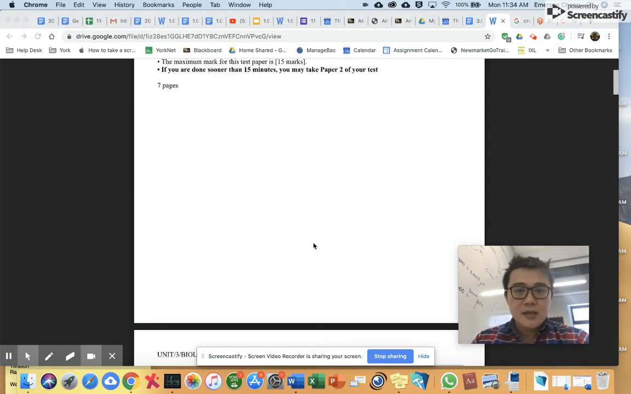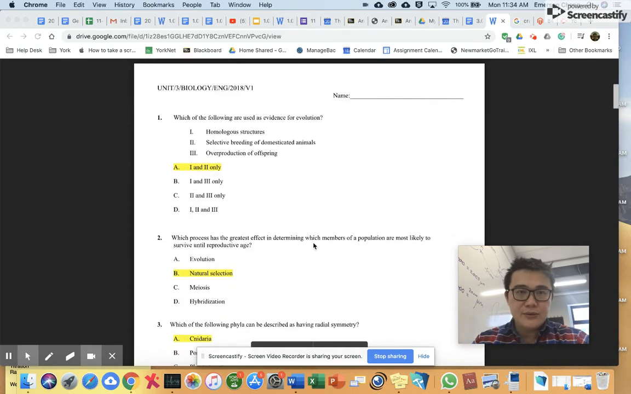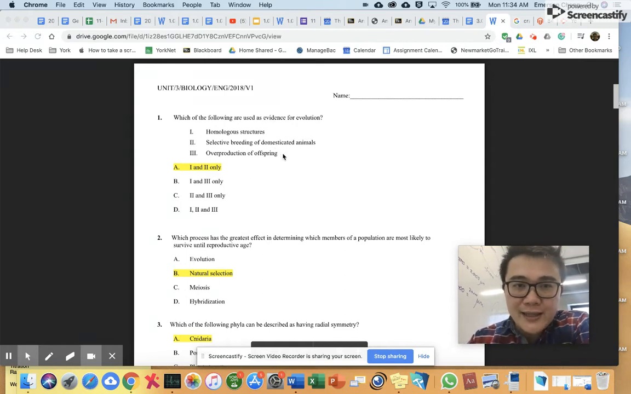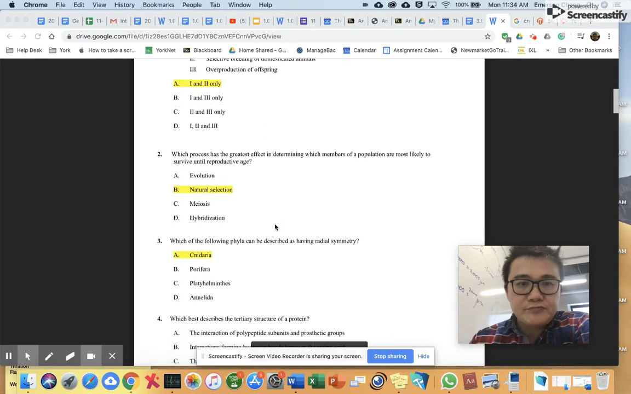Now, for this practice test that is made available to you on Blackboard: which of the following are evidence of evolution? The answer is these two: homologous structures as well as selective breeding of domesticated animals. Number three is actually a mechanism for natural selection. So in this case, the answer is one and two.